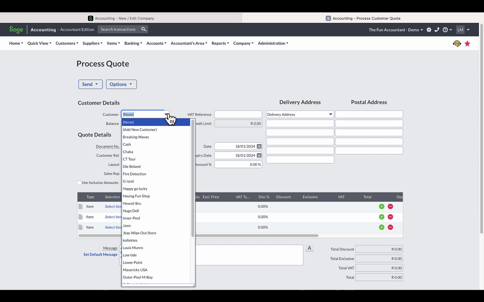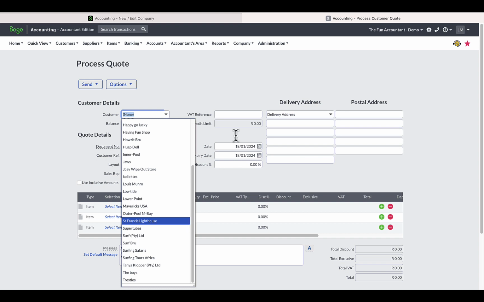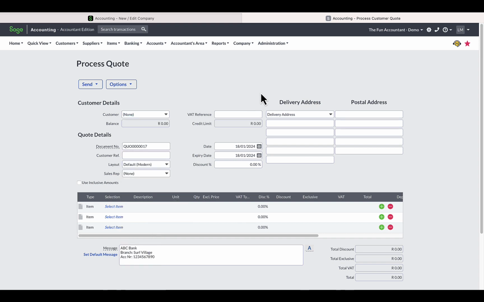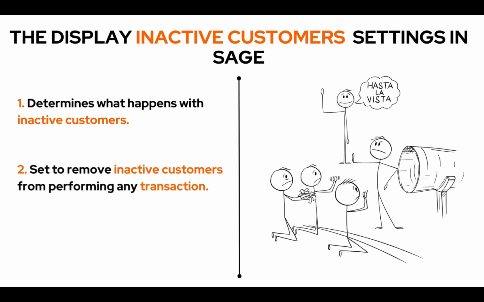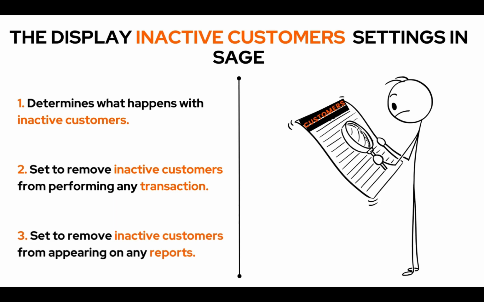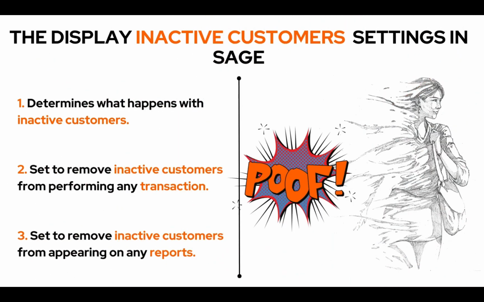And as expected, VicBay remains absent from my customer list, even when attempting to do a quote. From the tests I have performed, it's evident that the company setting reliably delivers consistent results. It effectively omits an inactive customer from performing any transaction or appearing in reports. It's almost as if the customer has vanished, though their details are still intact in our system.